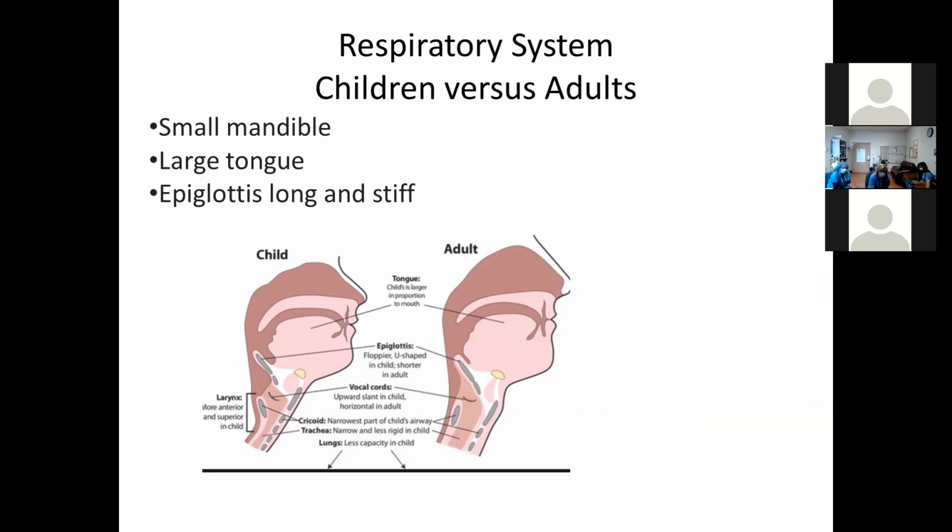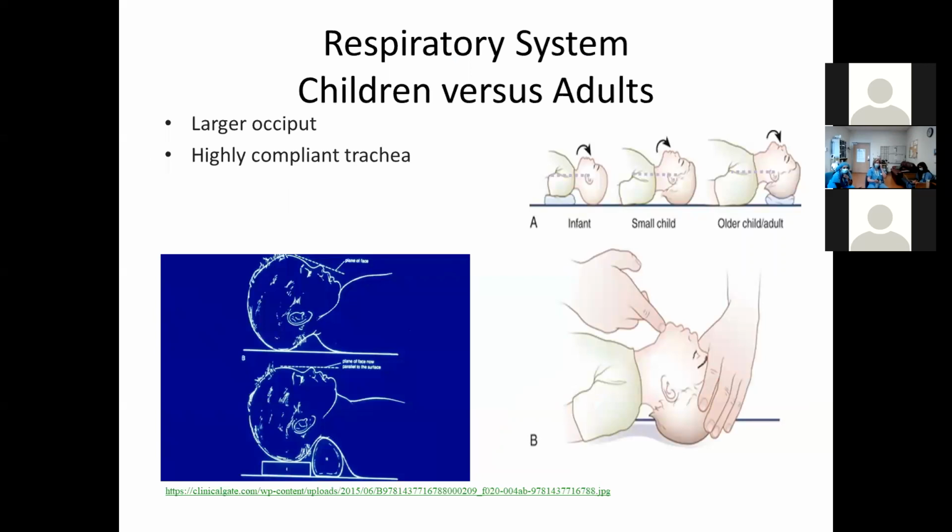So, you know, if they have bronchiolitis and their nose is full of secretions, right? They'll have difficulties breathing. So we need to ensure that they're regularly suctioned. Also, kids have a large occiput and a highly compliant trachea.